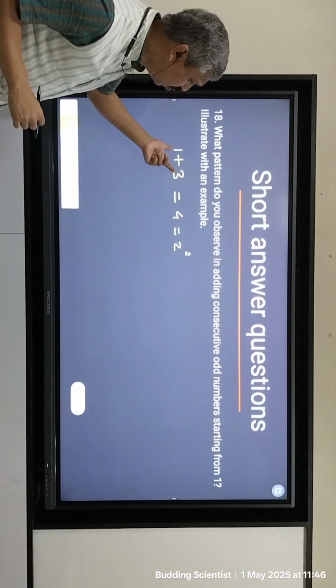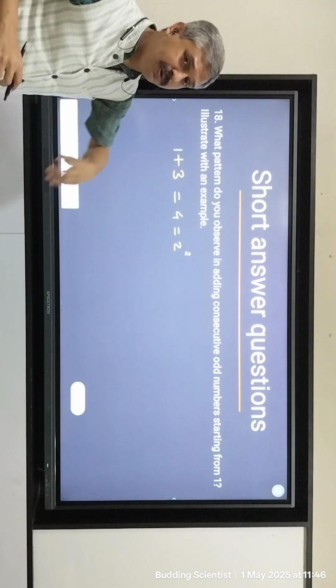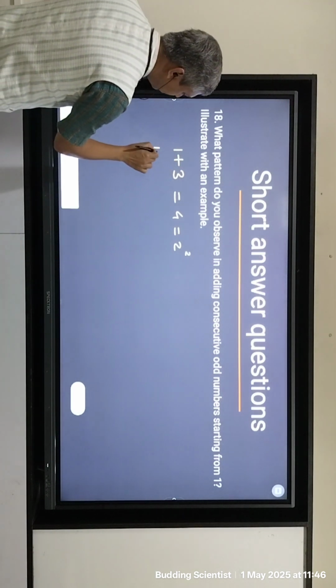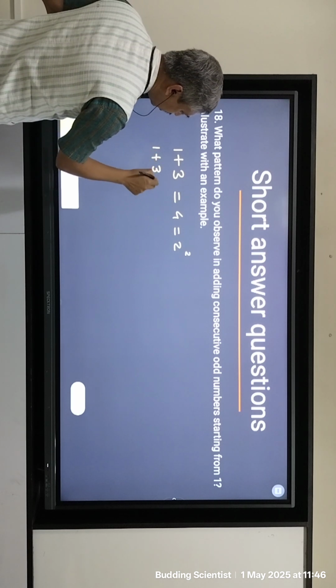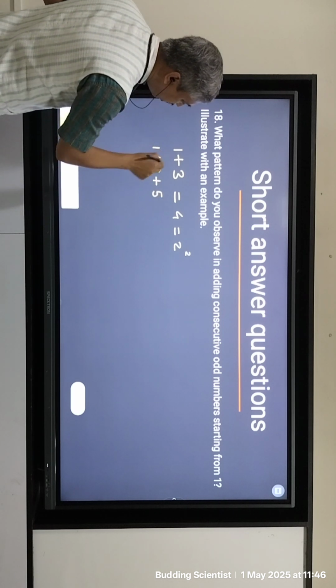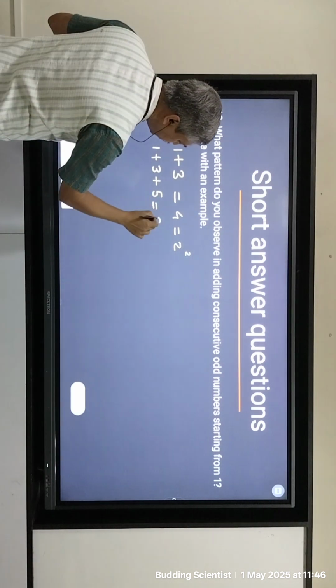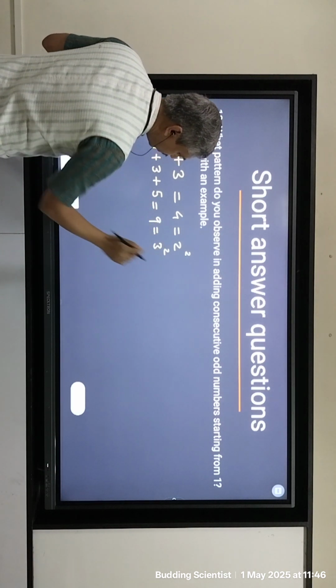Okay, we are saying not 2 odd numbers, we are saying consecutive odd numbers, but 3 odd numbers. So we get 1, next odd number is 3, next odd number is 5. So we took first 3 odd numbers. Their addition is 9, which is equal to 3 square.